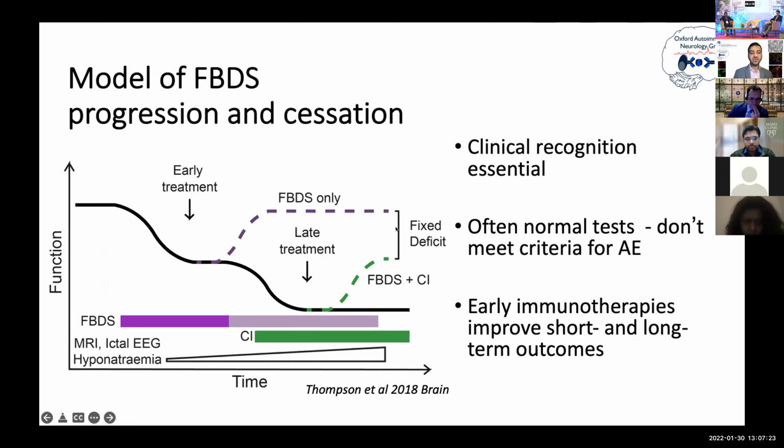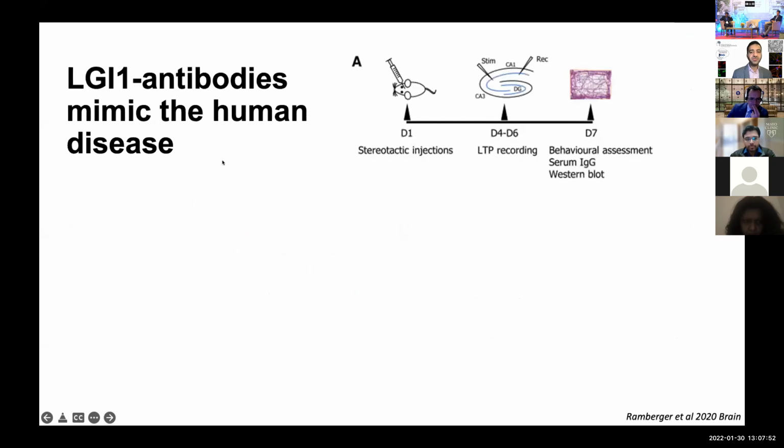So it leads us to propose a model for this disease where function can be relatively quickly and relatively completely restored if you have seizures only, but with later immunotherapy, after the onset of cognitive impairment, you're essentially left with a fixed deficit. And it's very hard to think of a way to explore this fixed deficit in patients themselves in terms of its etiology. So we have turned to animals for this kind of experiment.